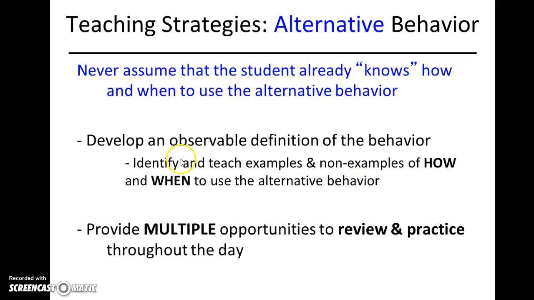So if you look, develop an observable definition of the behavior. So make sure it's operationalized by identifying and teaching examples and non-examples of how and when to use the alternative behavior. Even if you think it's pretty explanatory, obvious, make sure that you teach them explicitly, and then provide multiple opportunities to review and practice it throughout the day.